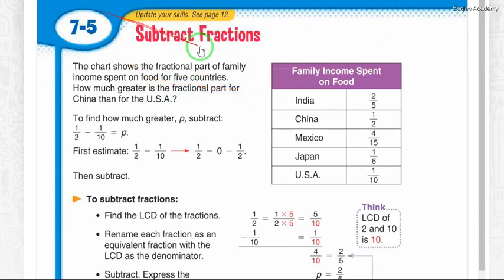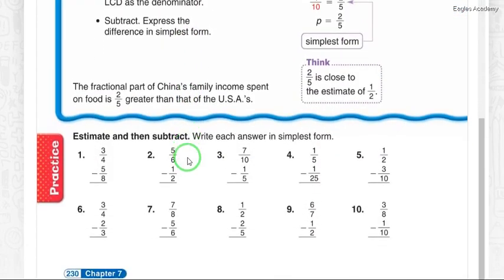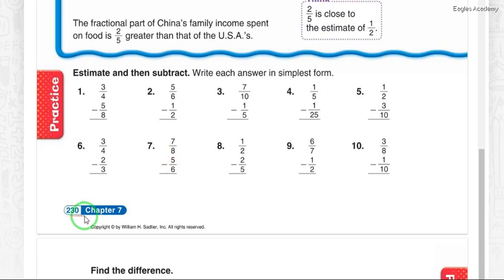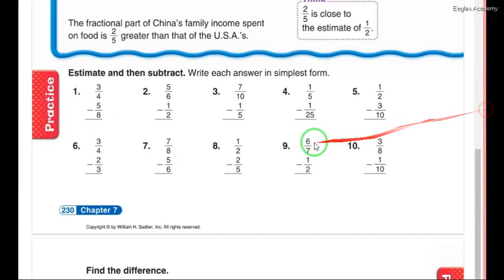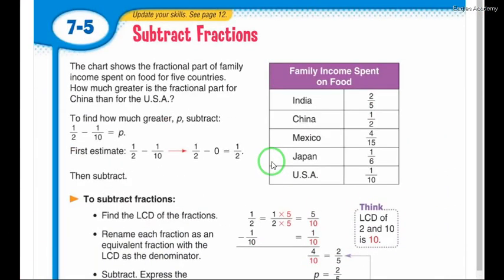Today we'll learn more about subtracting fractions. This is chapter 7 lesson 5. You can find this lesson on page 230 from your textbook, and you are requested to subtract fractions properly after this lesson.